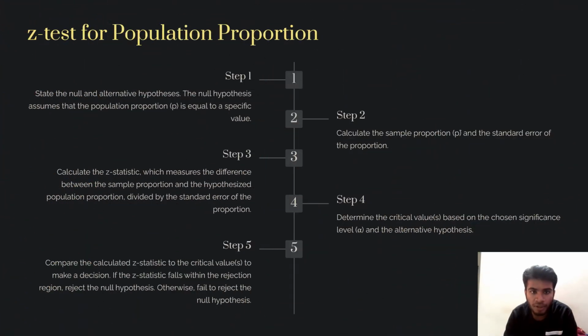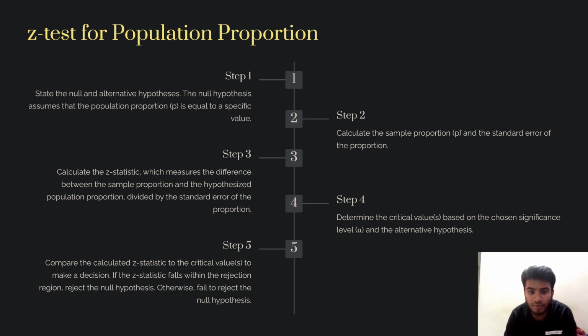Z test for population proportion. So there are five steps through which we can do the Z test for population proportion. Step one. State the null and alternative hypothesis. The null hypothesis assumes that the population proportion P is equal to a specific value. Step 2. Calculate the sample proportion p hat and the standard error of the proportion. Step 3. Calculate the Z statistic, which measures the difference between the sample proportion and the hypothesized population proportion, divided by the standard error of the population proportion.